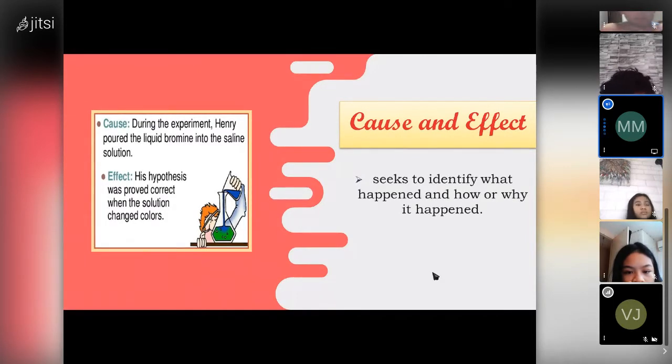Just like, for example, here, the cause: during the experiment, Henry poured the liquid bromine into the sali.